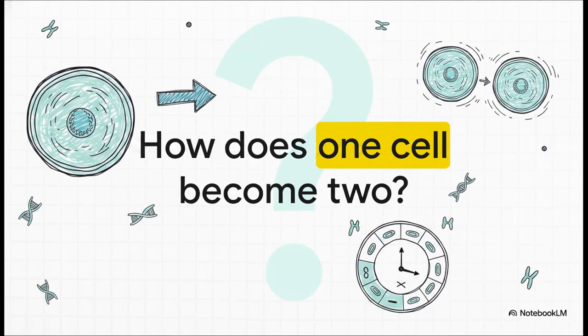Think about this for a second. How exactly does one cell become two? Like, how do we grow from a single tiny cell into a whole complex human being? Or, how does your body just know how to heal a paper cut or replace the skin cells we shed every single day? Well, the elegant solution to all of these biological mysteries is the cell cycle. It's absolutely the engine of life.